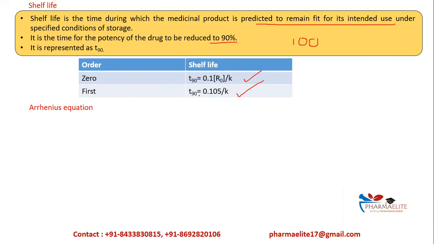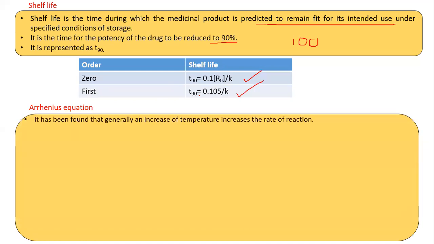There is another thing in chemical kinetics called as Arrhenius equation. You must have heard the concept of Arrhenius. So it is found that as the temperature increases, the rate of reaction increases. There are different variables which will affect the rate of reaction, that is concentration, temperature, and other factors. So when you increase the temperature, say these are the molecules which are here.